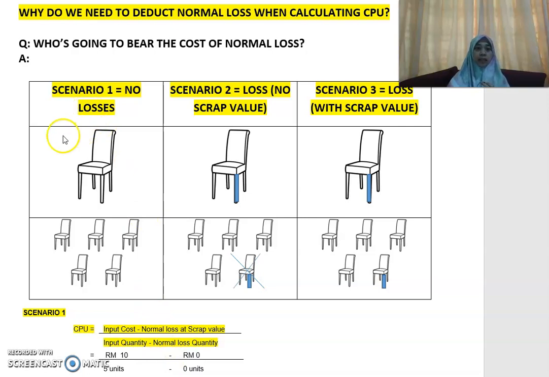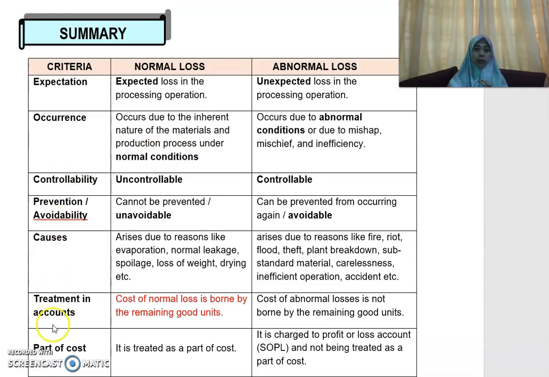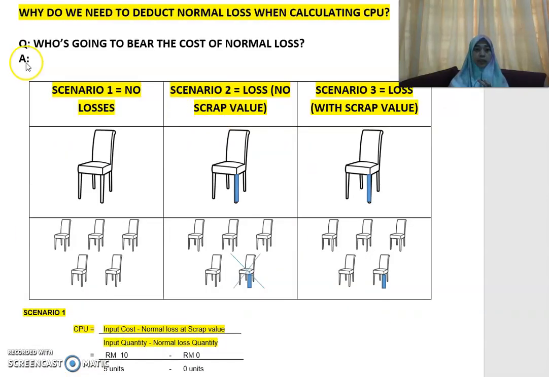I'm going to explain this based on three different scenarios. If you can still remember, if we have normal loss, who's going to bear the cost of normal loss? Previously I explained the treatment in accounting for normal loss. The cost of normal loss is borne by the remaining good units. If you have any normal loss, you incur cost, so the cost will be borne by the good units.